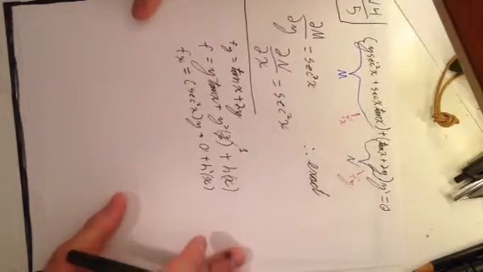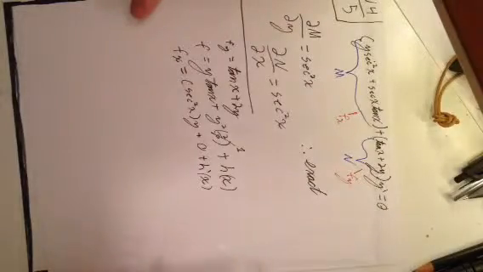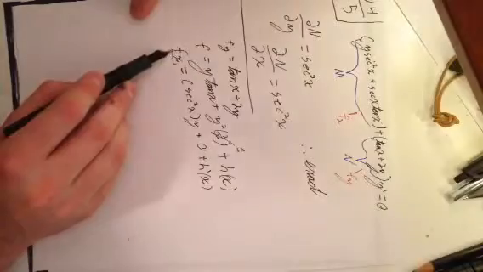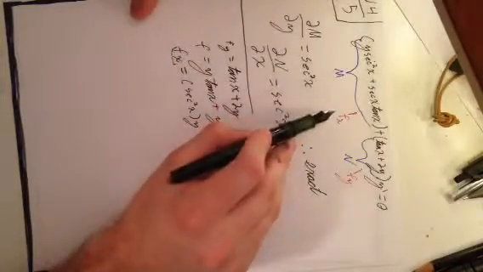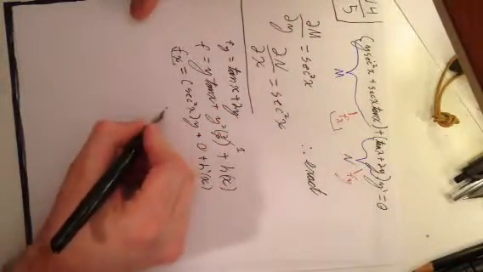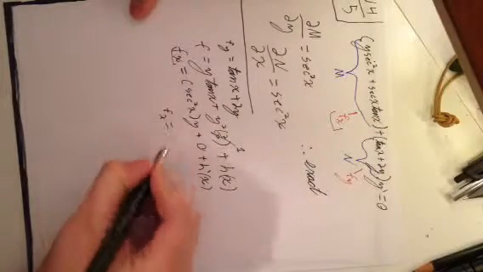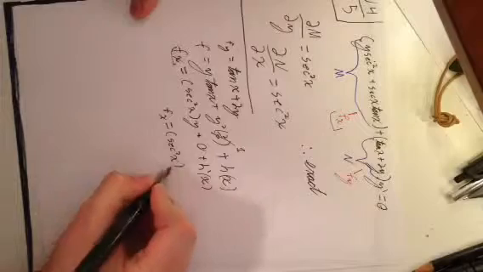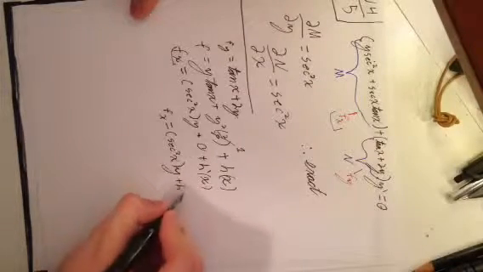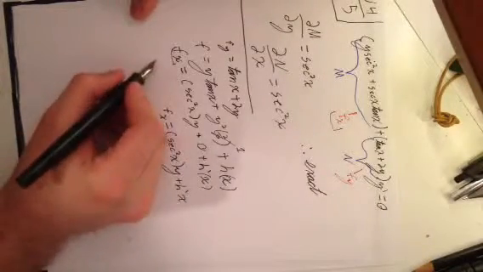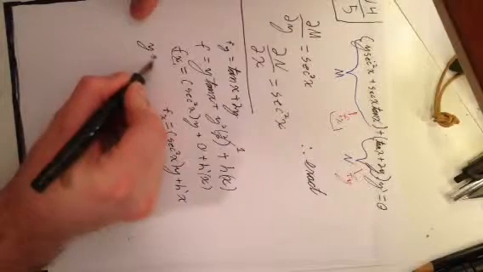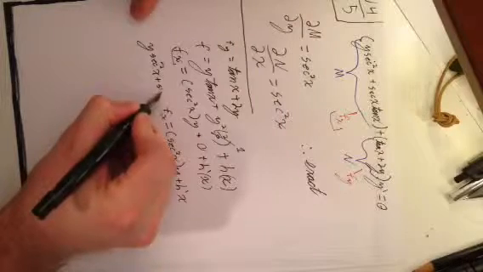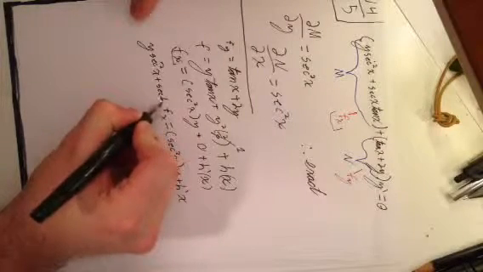Okay, now what we're going to do? Well, we're going to take this f_x value and set it equal to this f_x. So that's going to be secant squared x y plus h prime of x is equal to y secant squared x plus secant tan.